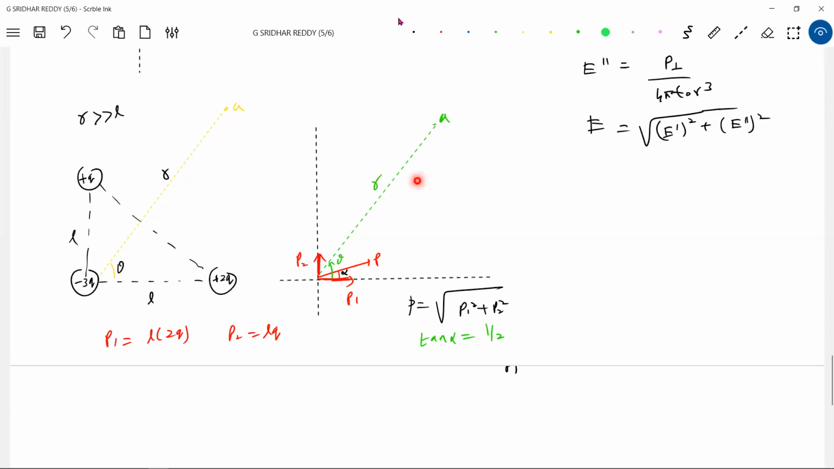Able to make it out? I'm just sharing the idea. We'll take the next set of numericals.